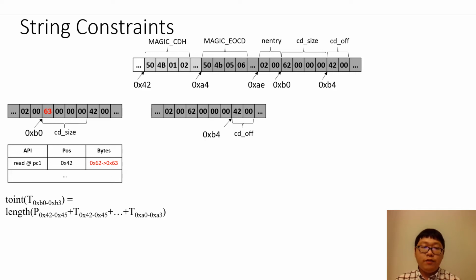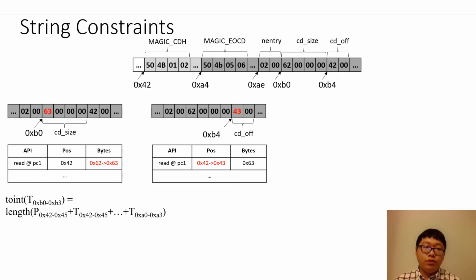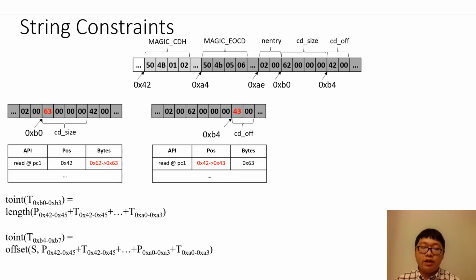Similarly, if we change the value of CD offset, we observe the position read by system call is changed from 42 to 43. We then conclude the field is related to offset and construct the constraints, which means the value of CD offset field should be equal to the start position of CDH.